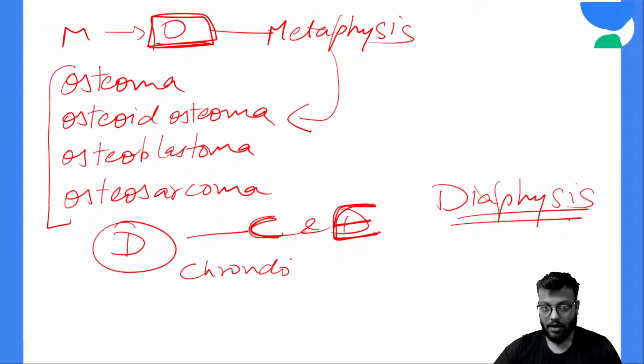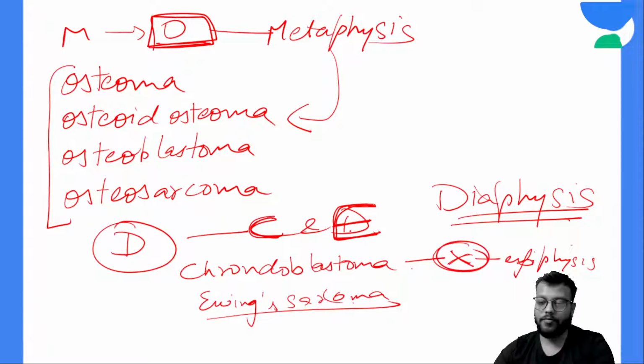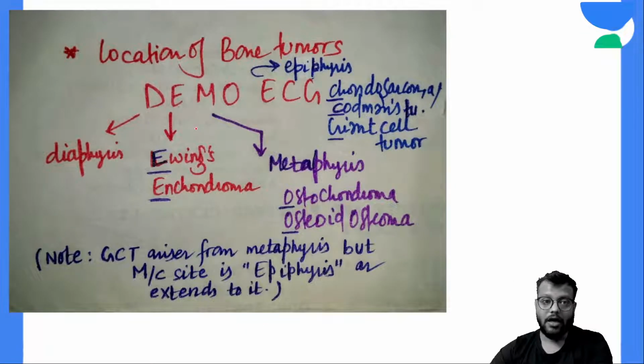Okay, now one confusion, and rest all are from your, sorry, C D E. So diaphyseal is your Ewing sarcoma and the enchondroma. So here remember C, don't remember this. After D there is E, so any tumors that start with E will be your diaphyseal in origin, and rest all will be your epiphyseal in origin.